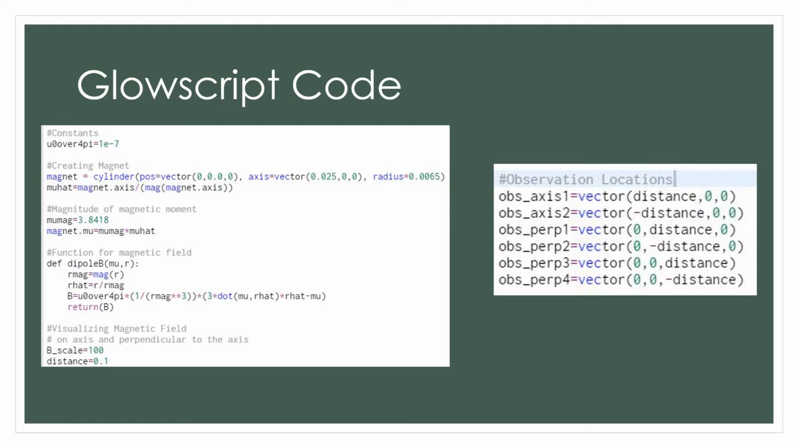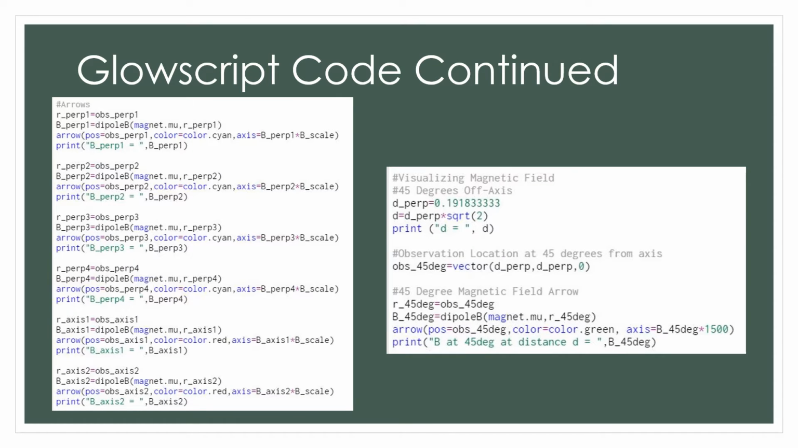The code section on the left shows the establishment of several constants, measured and calculated values. It also includes the function used to calculate the magnetic field. On the right, I was setting up the 2 on-axis observation locations and 4 perpendicular observation locations. The code section on the left shows where I create the 6 arrows previously mentioned and call upon the magnetic field function for each one. The code on the right is the process of finding the off-axis magnetic field and displaying the arrow that represents it.